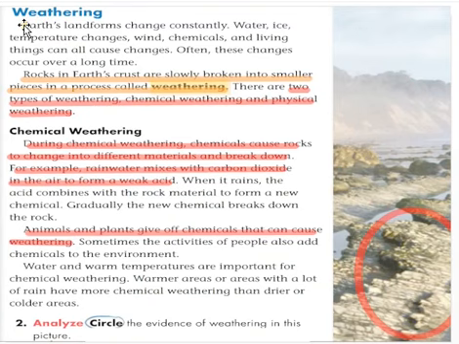Okay, weathering. This is what I was referring to a while ago. That weathering, I will read it for you, girls. Rocks in the earth's crust are slowly broken into smaller pieces in a process called weathering. So that is the name of the process, weathering. There are two types of weathering. There are two ways to break the rocks. It could be chemical or physical.